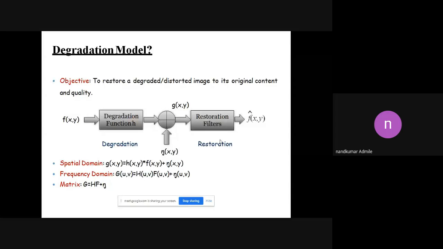Can anyone tell? What is the spatial domain? What is the frequency domain? Do you remember? What is a spatial domain and what is a frequency domain? Okay. Can anyone tell?